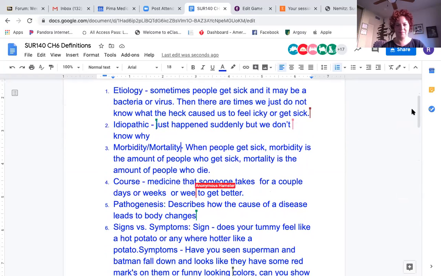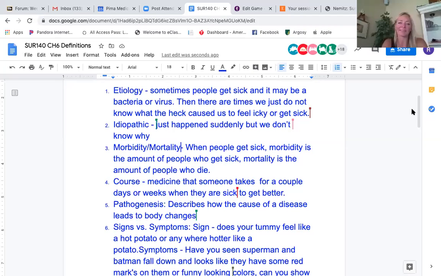Okay, etiology. Sometimes people get sick and it might be a bacteria or a virus. And then there are times we don't know what the heck caused us to feel icky or get sick. I like it. You can really tell Tammy has a little one. That's awesome. Great job. He's 5 and he watches Magic School Bus and they fly up someone's nose and talk about bacteria and viruses. So he gets it. Absolutely. Thank you.